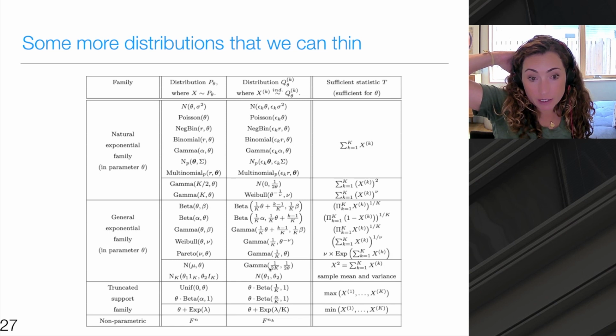And the algorithm for thinning it is relatively straightforward. So that was sort of a long way to say, yes, we do know how to thin a Wishart. So it's very cool, right?